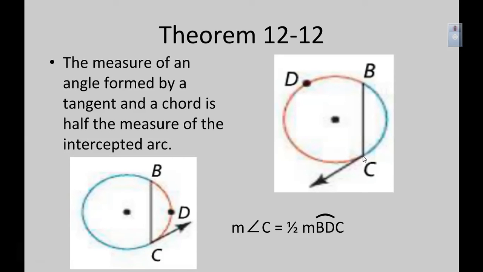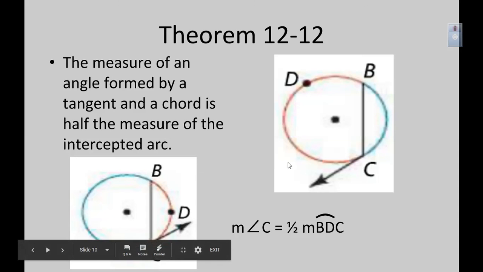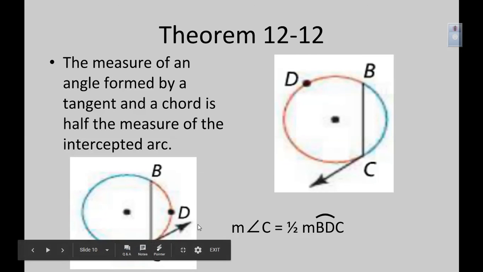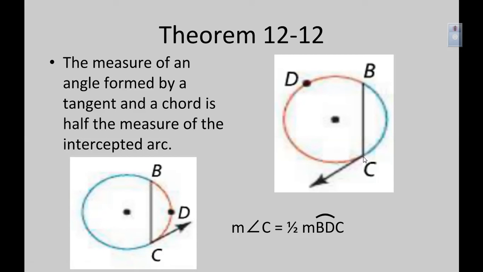Okay, angle C is going to be half the measure of BDC. Same letters. This one's easier to spot because it's larger. This one's a little bit smaller, so sometimes it's hard to understand that this point right here is not only an inscribed angle, because its vertex is on the circle, but it's also where the arc ends as well.